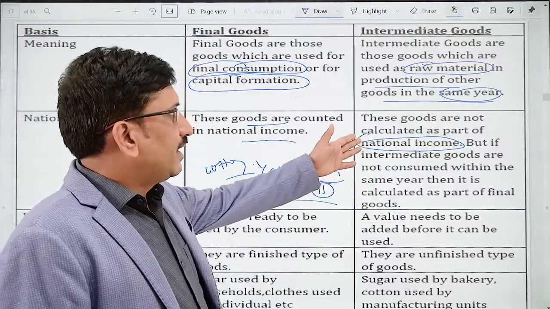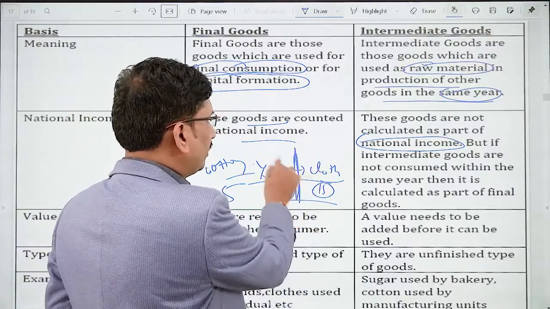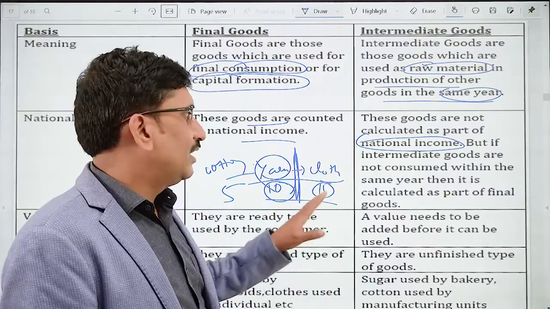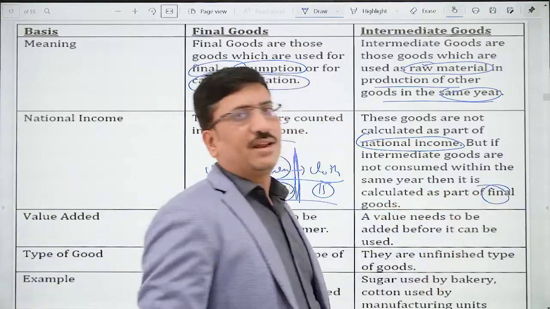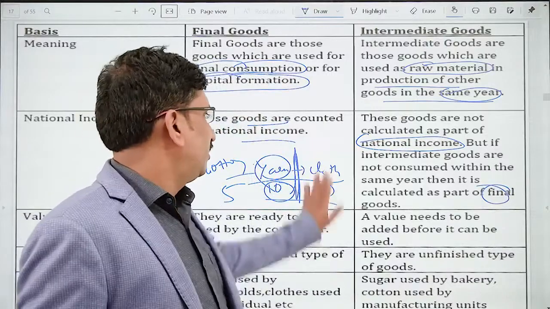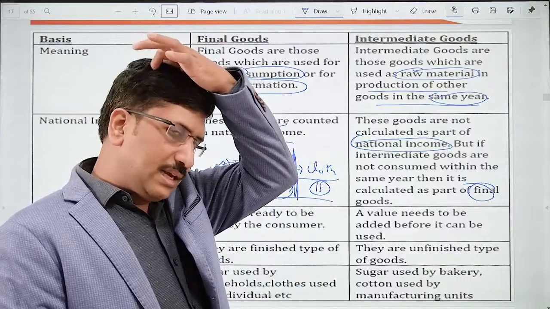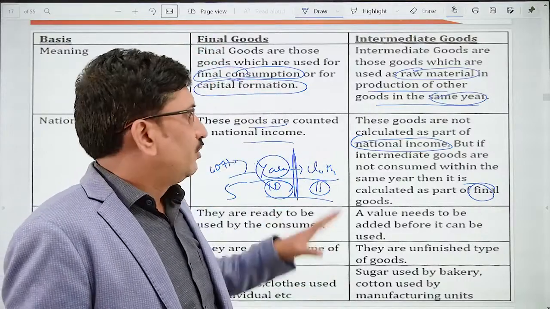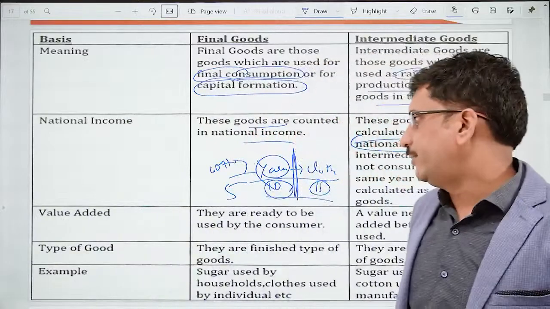So as I said, if this yarn is not produced as the cloth in the same year, for the calculation purpose that is considered a final good. Because this has not happened, this 10 rupees itself will be added in the income calculation. Don't worry too much about it. Just understand final goods are added in the national income.